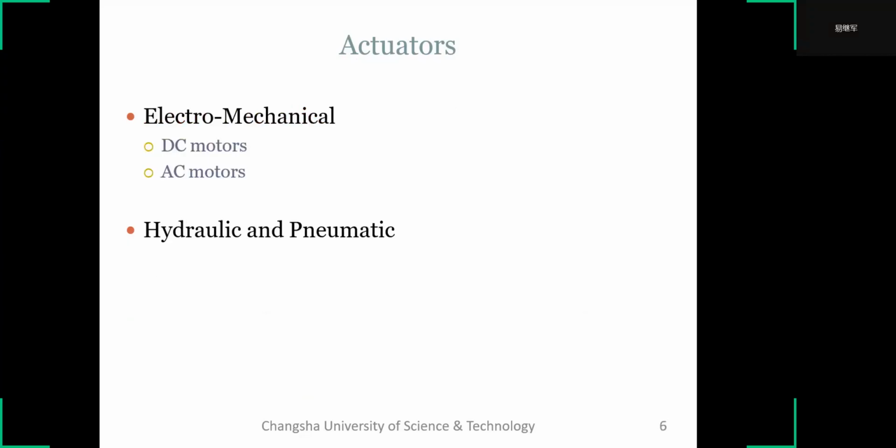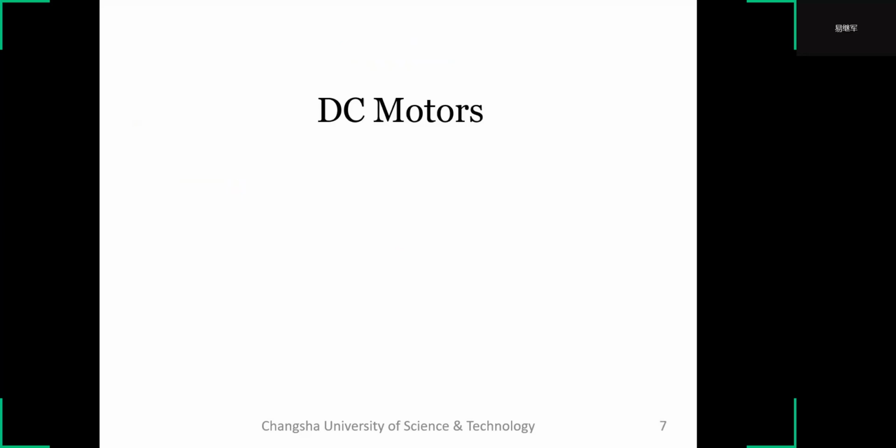The types of actuators are electrical, mechanical, hydraulic, and pneumatic. Electromechanical actuators include DC motor, AC motor, and step motor. First, let's introduce the DC motor.